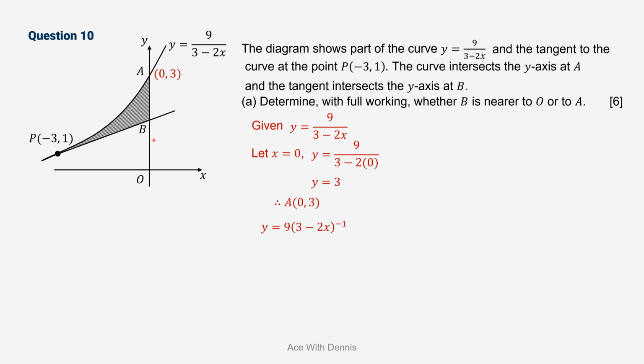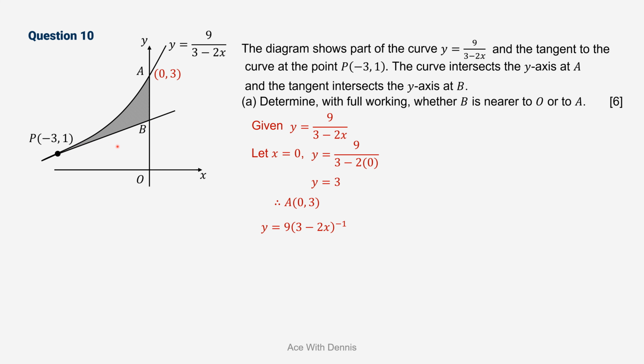Next, to determine the coordinates of point B, the first thing we need to do is find the equation of the tangent. And to find the equation of the tangent, first we need to know the gradient of the tangent. We already know the coordinates of point P, so then we can form the equation of the tangent.